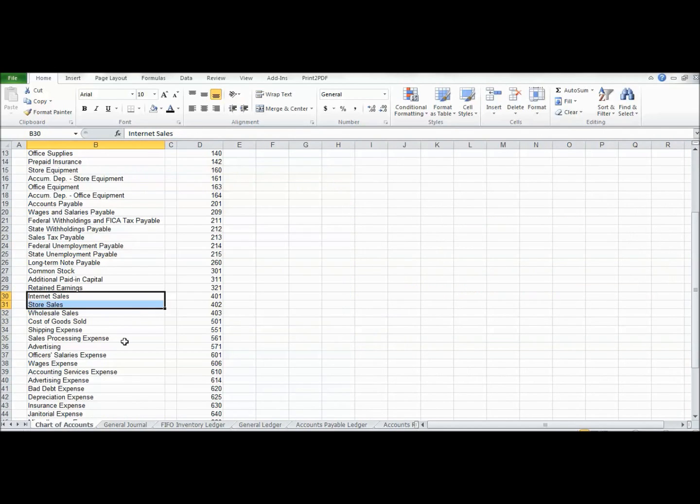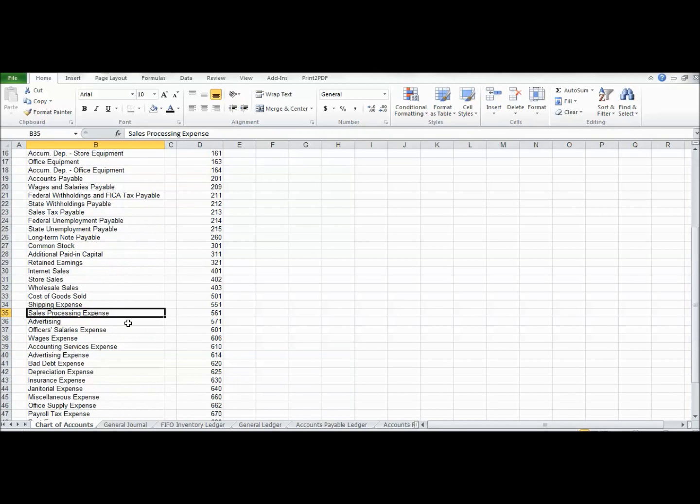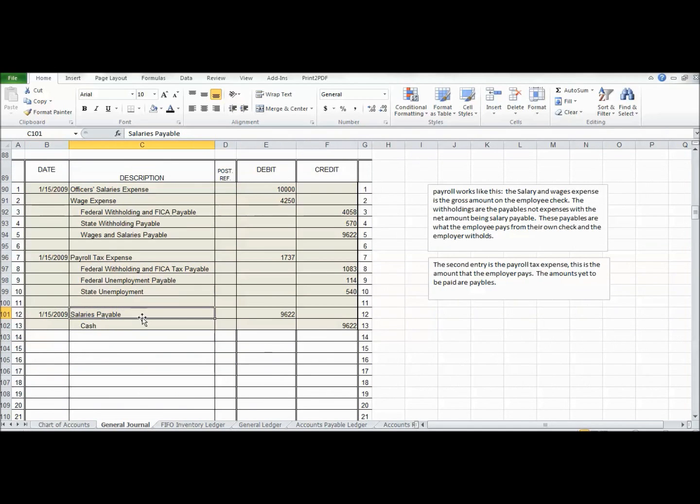Let's see what it says over here. Wages and salaries payable. So it should say the same thing over here. Remember, debits are all the way to the left, credits have an indentation to the right. We paid them 9,622. So there you go. We're finished with payroll. I put some little descriptions over here in case you're coming back and reading them.